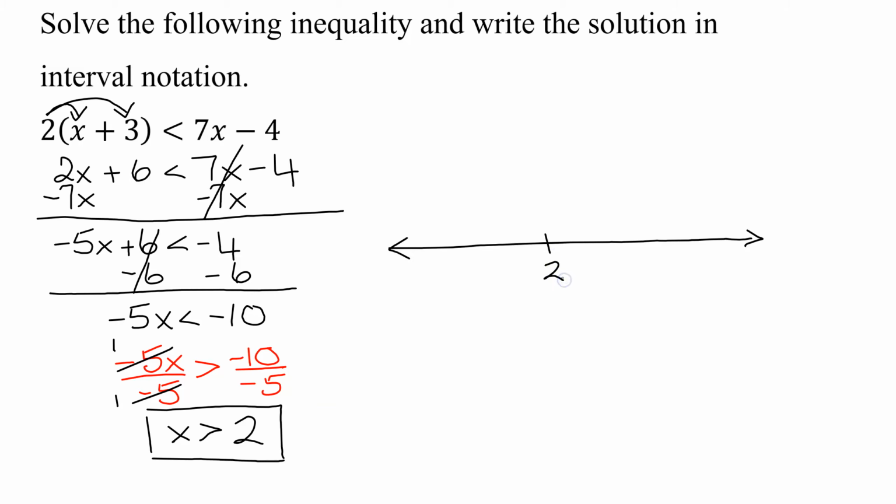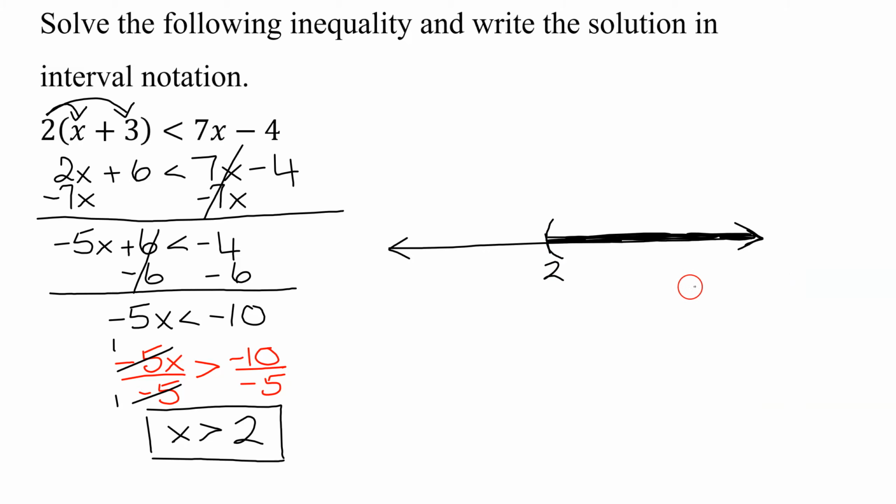Here's 2, greater than 2. That means I need to shade everything to the right of 2. You put an arrow pointing to positive infinity. Do I include my endpoint of 2? No, it's just greater than, not greater than or equal to. So I'm just going to have a parenthesis on the 2.